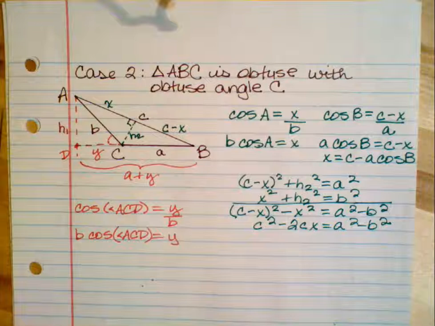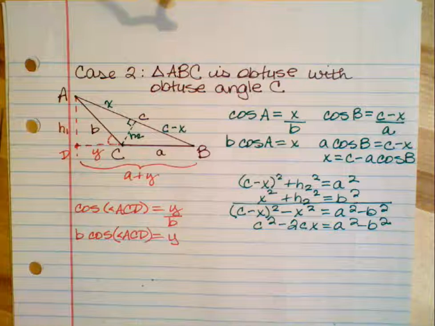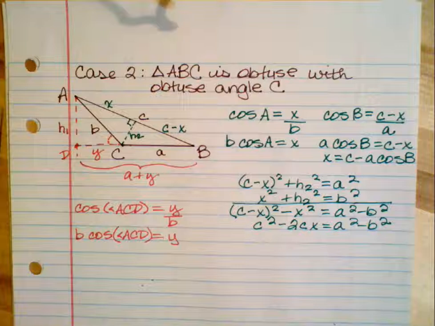And if we think back to what we know about the cosine of supplementary angles, we know that they are opposites. The cosine of the acute angle would be a positive number, and the cosine of an obtuse angle would be the opposite of that, a negative number.